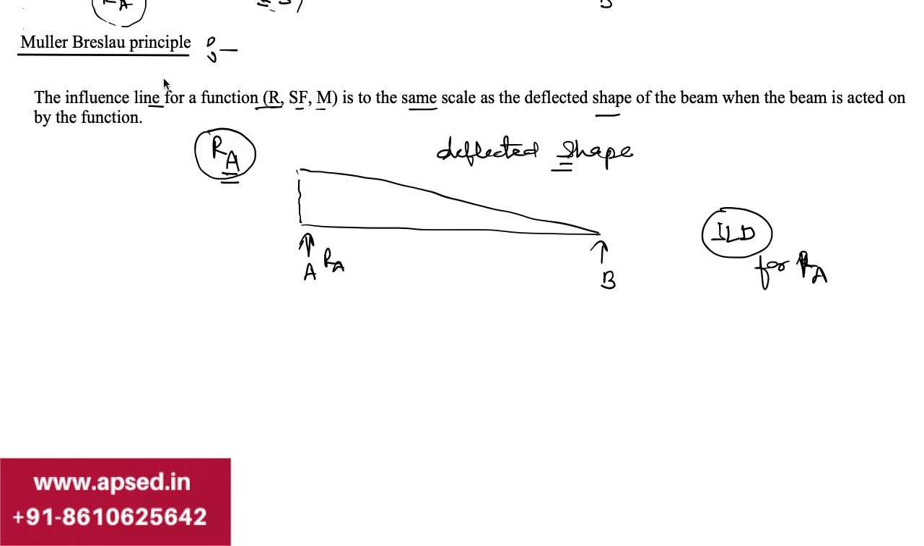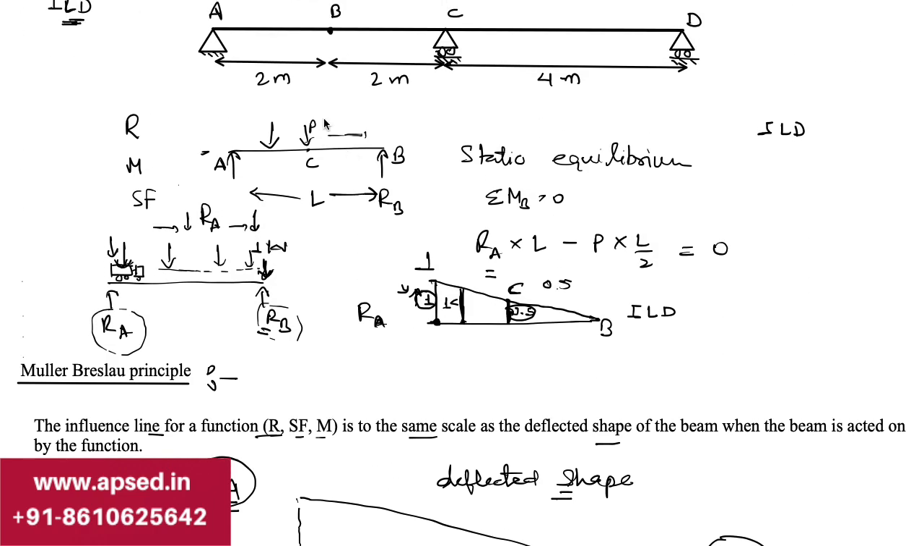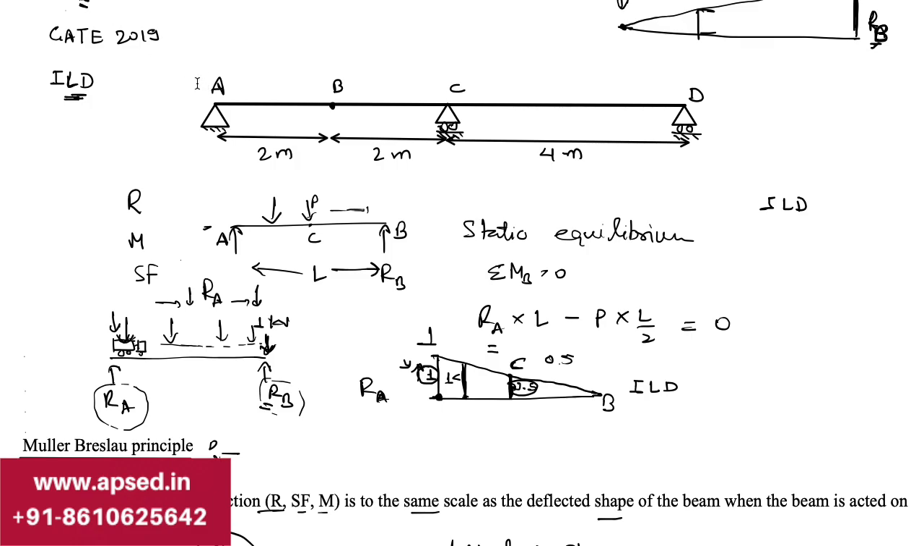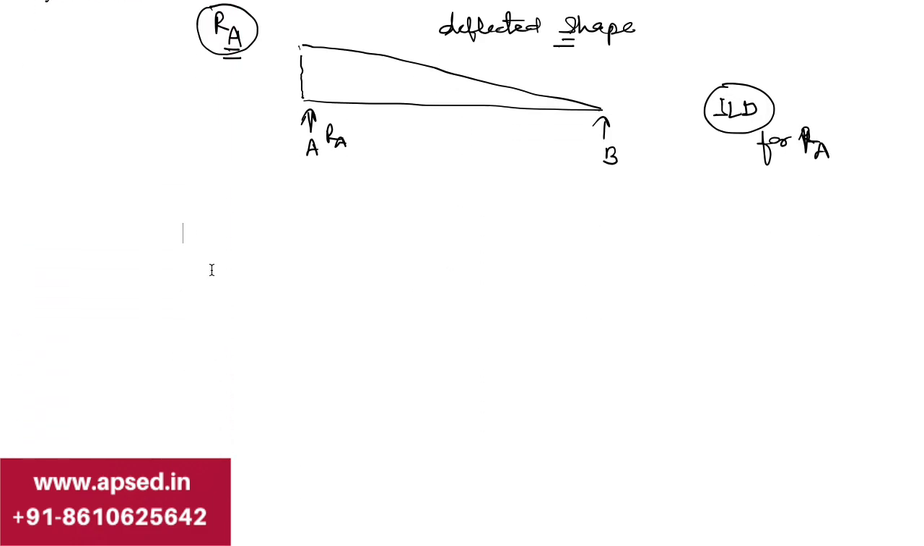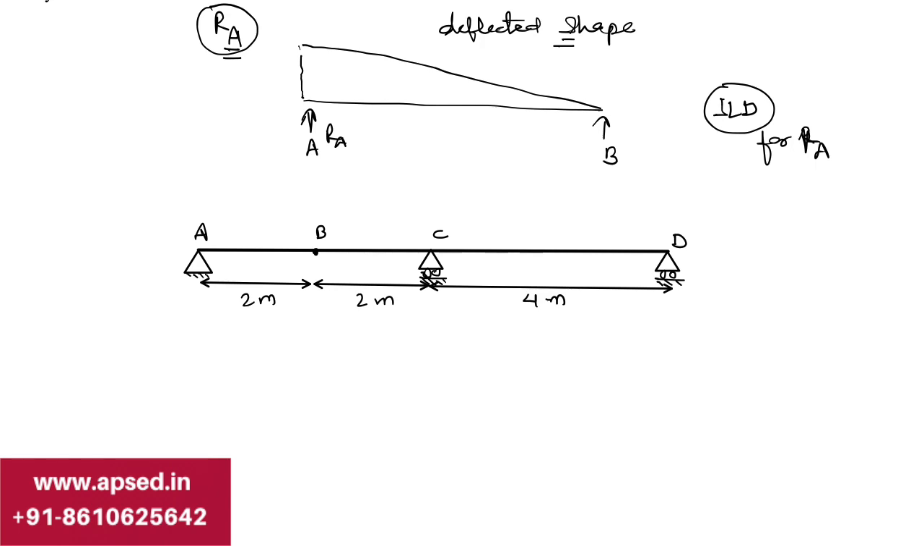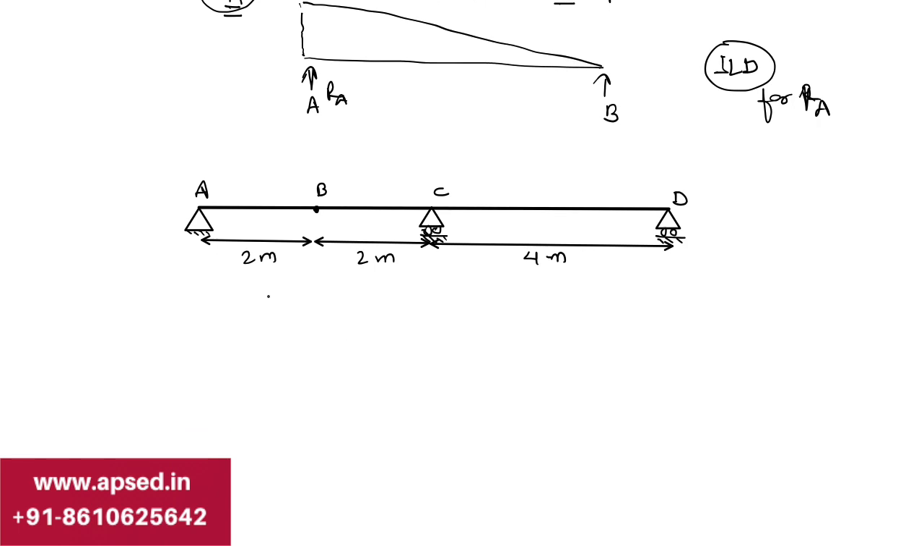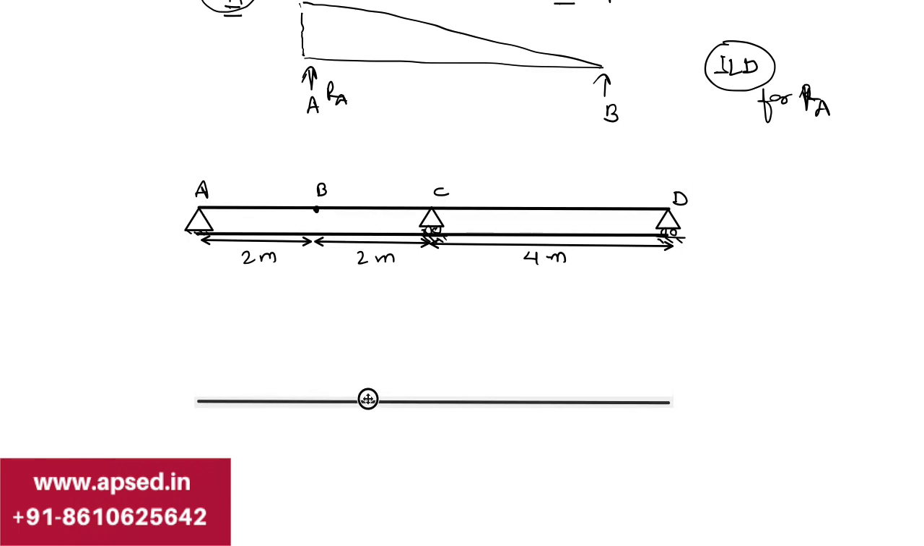That much you must have already learned. But what are the confusions that come when we are trying to solve the problem? There are a few points that we'll understand with the help of this beam that is given in this problem. So first, let's try to understand the ILD for reaction. That will give you better clarity about what are the rules that never change when we are drawing an ILD. So for this beam, let's try to draw the ILD for reaction at A.